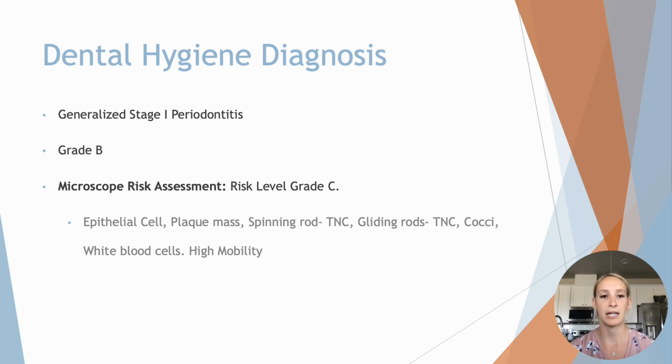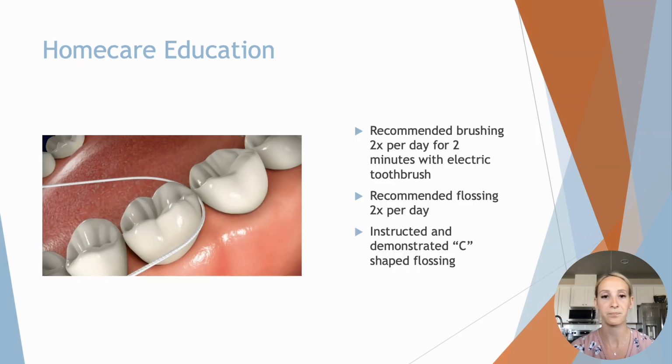For the dental hygiene diagnosis: generalized stage 1 periodontitis, grade B. Microscope evaluation put him at a grade C due to seeing epithelial cells, plaque mass, spinning rods too numerous to count, gliding rods too numerous to count, cocci, white blood cells, and high mobility. Home care at this appointment: I recommended brushing 2 times per day for 2 minutes with his electric toothbrush, recommended flossing 2 times per day, and instructed in demonstrating C-shaped flossing.